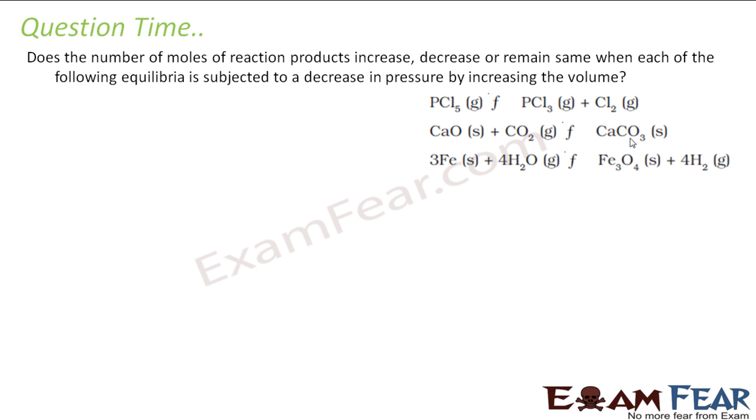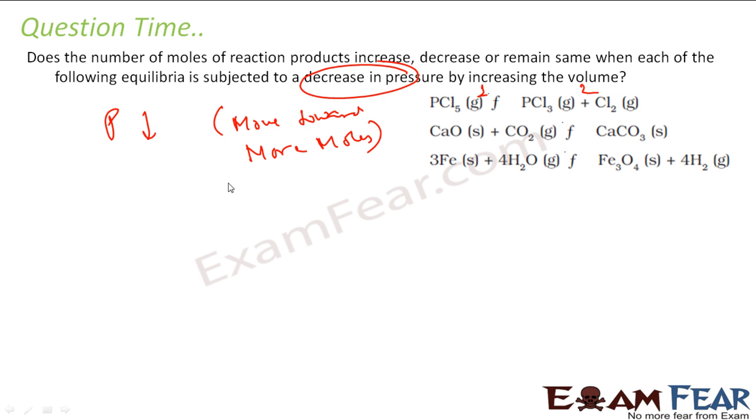Let's take some questions now. We are decreasing the pressure by increasing volume and want to find which direction the reaction will flow. This side has 2 moles, this side has 1. If the pressure is decreased, it will move towards more number of moles. Pressure increased, it moves towards less number of moles. Pressure decreased, it moves towards more number of moles. So in this case, it will move here.